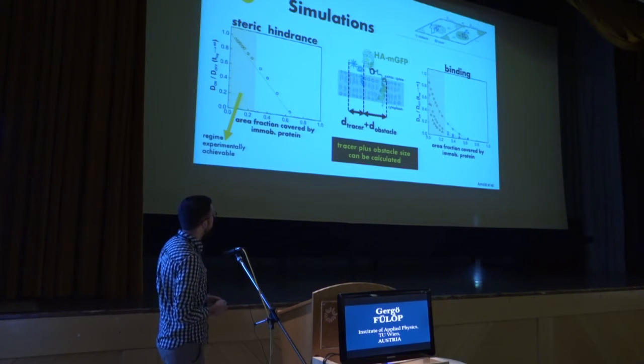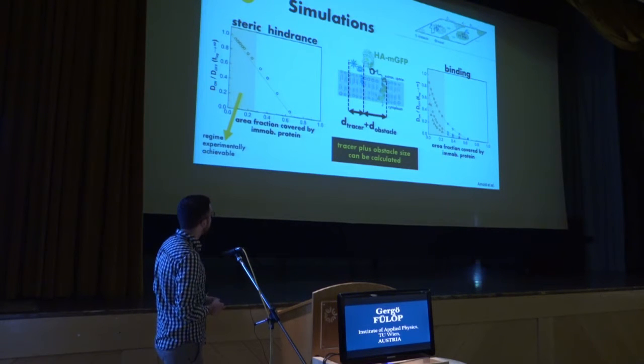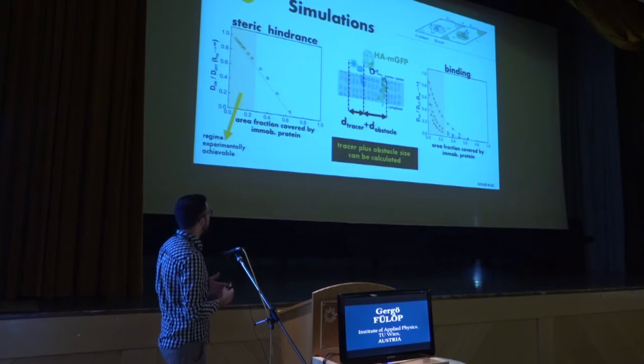What is very important from these simulations, that if we do the same fitting to our data, actually we can calculate the size, the diameter of the tracer molecule and the obstacle molecule. So we can get an actual number, how big are these proteins, or how big they appear with this analysis system.